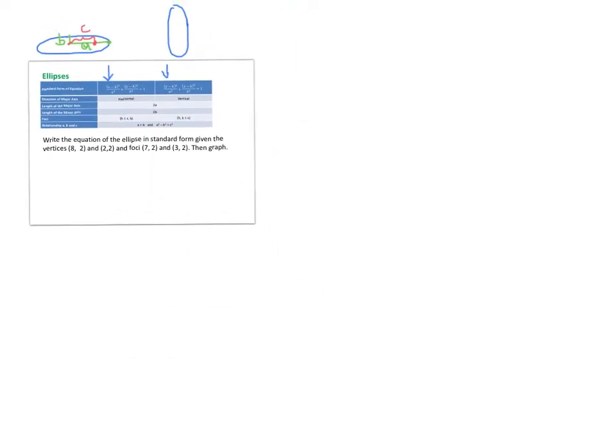It says, write the equation of the ellipse in standard form given the vertices (8, 2), (2, 2), and foci (7, 2), (3, 2). So the first thing I do is go through and draw a graph. I know that I'm going to be at (8, 2), so let's call this out 8 and up a distance of 2. There's (8, 2). And I'm out here at (2, 2). So those are the endpoints of my vertices.